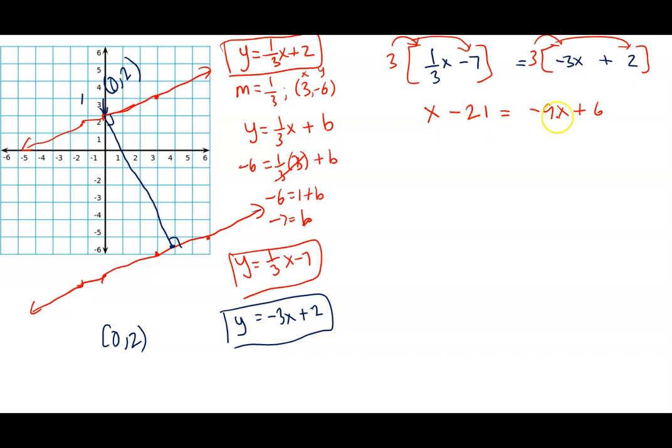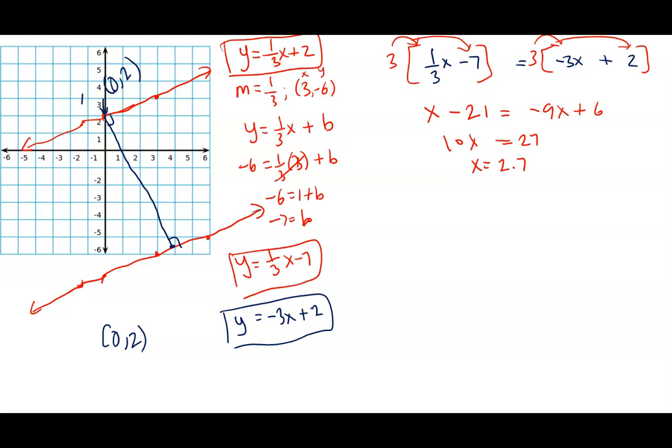So now we get all the x's on one side. If I add 9x, we're going to get 10x. And if I move the -21 to the right, I get 27. And then if I divide by 10, I get x = 2.7. And I want to keep this in decimal form and not fraction form, just because it's going to be easier to find the y value when you plug it in.